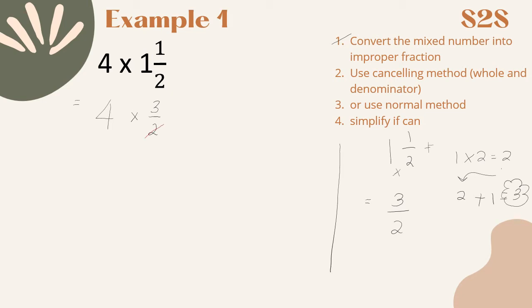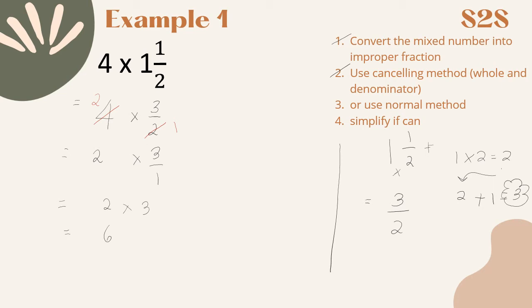So 2 divided by 2 gives 1. 4 divided by 2 gives 2. So we have done step 2. Then you just bring it down: 2 times 3 out of 1. What is 3 out of 1? 3 out of 1 is simply 3. So 2 times 3 gives 6. So the answer is 6.